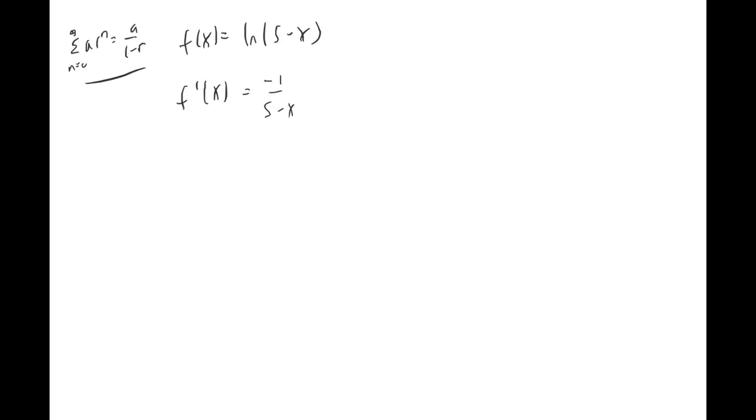Now the derivative looks a lot like this, right? The original function didn't, but the derivative did. So let's put it in that form. It's what we did before, right? I need a 1 minus something. So let's factor out the 5. So now it's negative 1/5 over 1 minus x over 5.